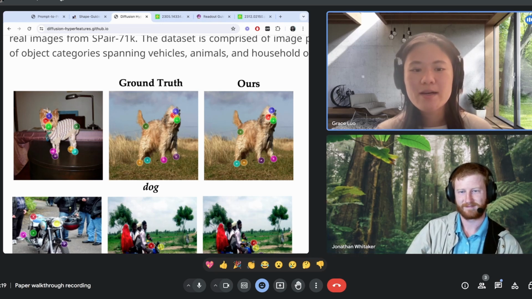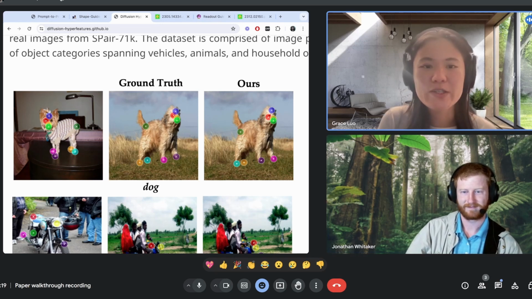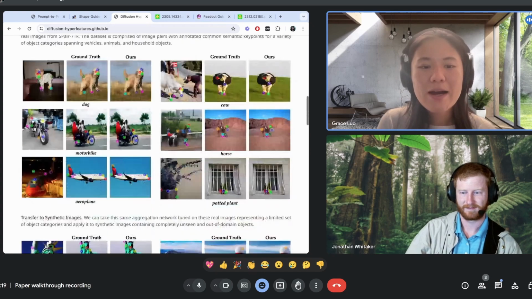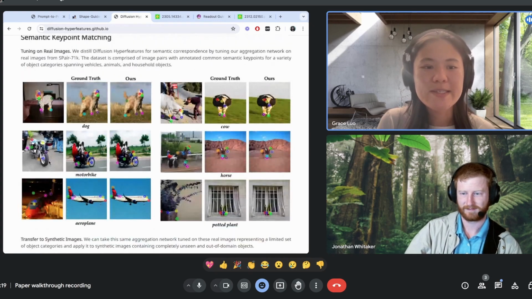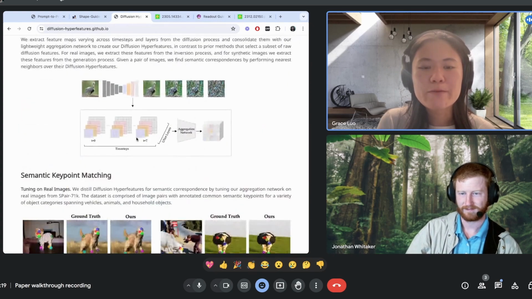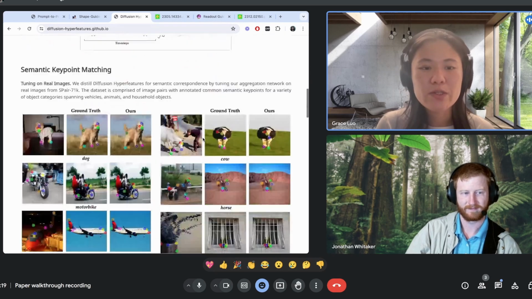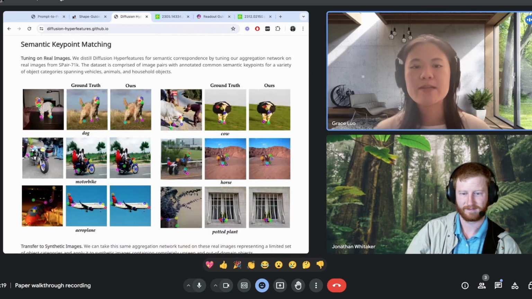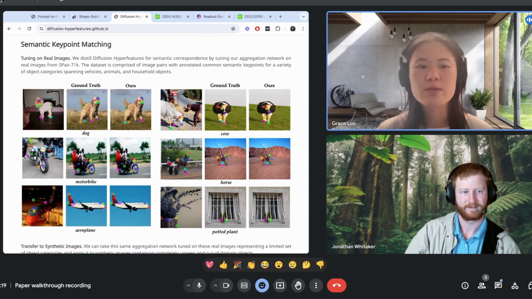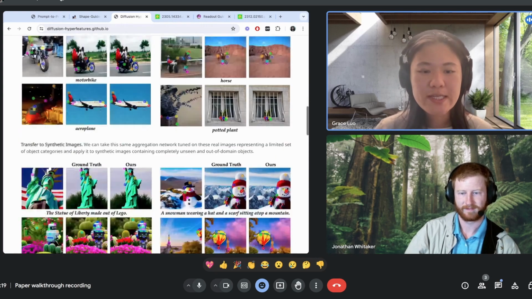So I'm trying to think of what other interesting things are to go over in this paper. I think maybe the most interesting thing is that with a little bit of fine tuning on this task of semantic correspondence, we're able to achieve state of the art against other supervised methods that only train on semantic correspondence, which is super interesting.